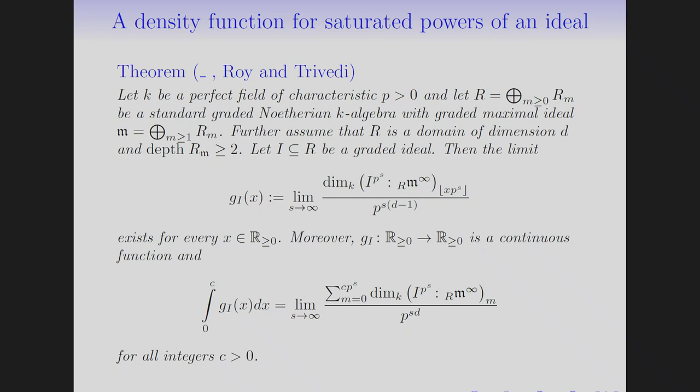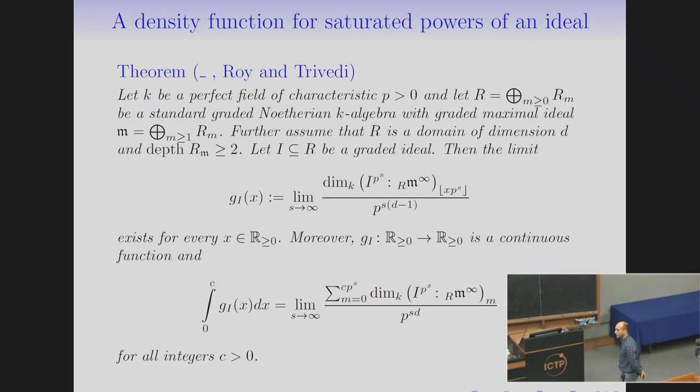The setup is as follows. We take the field K to be some perfect field of characteristic p, and R is something like a homogeneous coordinate ring of some projective variety. You also need a mild technical condition, that the depth at the irrelevant ideal is at least two, because you want to translate this problem to geometry, and you need this condition to do that. Then you take any graded ideal, and you define this kind of function.